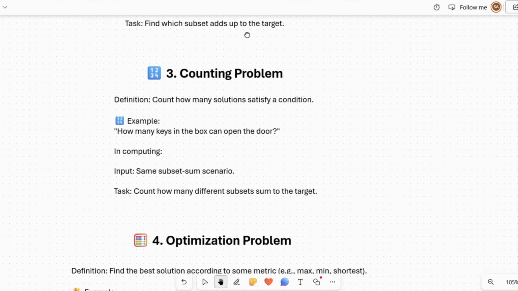Counting problem: count how many solutions satisfy a condition. For example, there are lots of keys in the box and some of the keys can open the door. Then you count how many keys can open the door. So this type of problem is a counting problem.